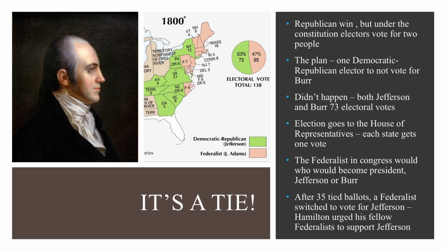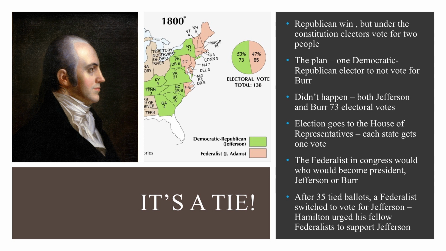When the election concluded, the Democratic Republicans had won, but under the Constitution, electors vote for two people. The plan was that one Democratic Republican elector would not vote for Aaron Burr. That way, Thomas Jefferson would receive a majority of the votes and become president, and Aaron Burr would come in second place and become vice president.